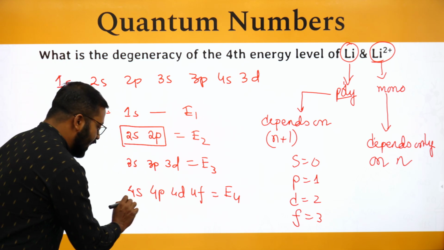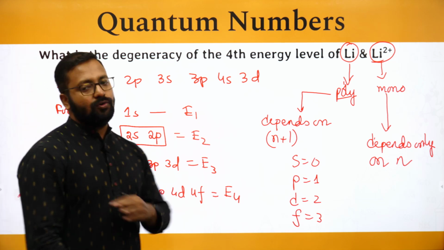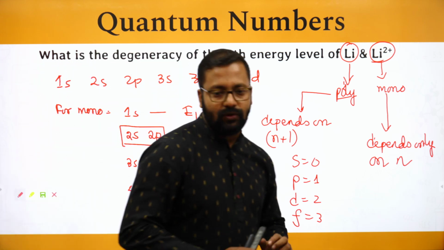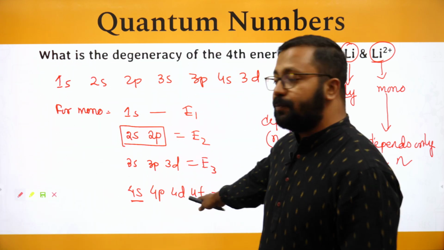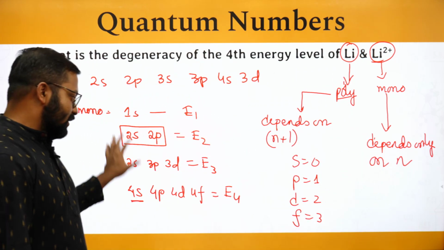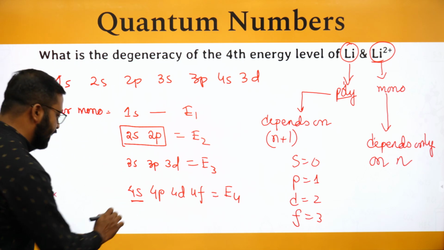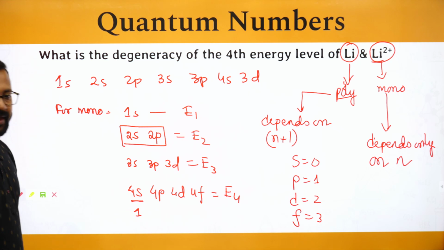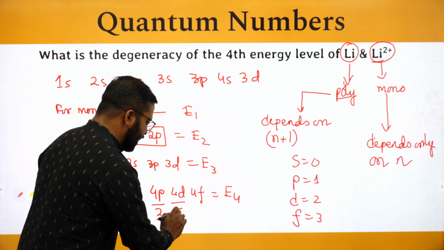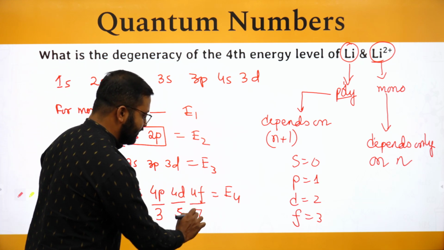Now tell me something, how many orbitals does each subshell have? There is no shortcut to this. Shortcuts solve one or two questions, not all of them. Understand the concept, and then whenever you get a question, you will never get stuck. The s subshell has 1 orbital, the p subshell has 3, the d subshell has 5, and the f subshell has 7 orbitals.